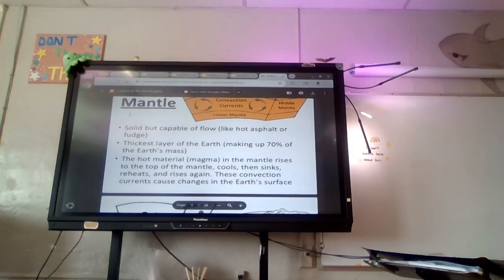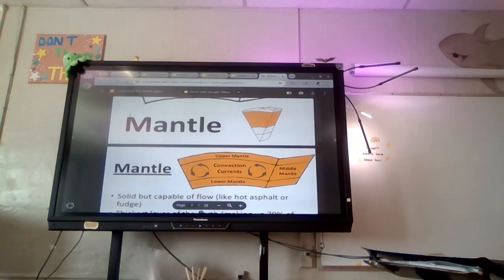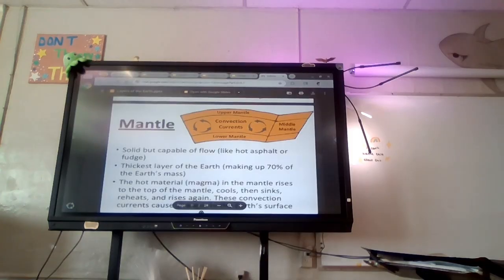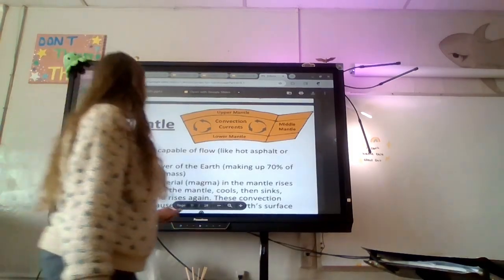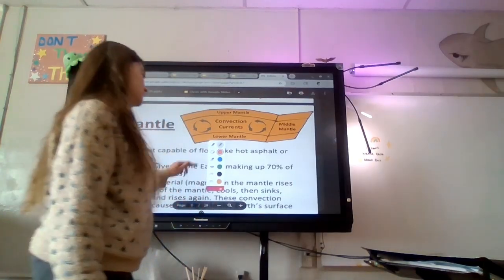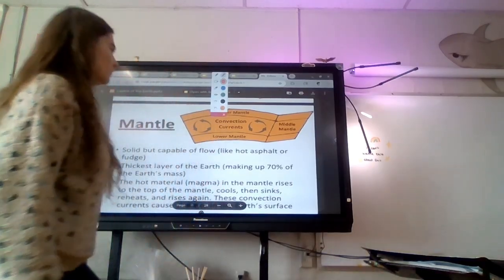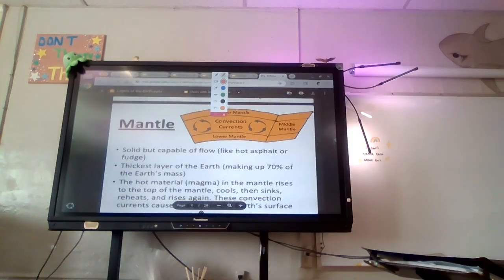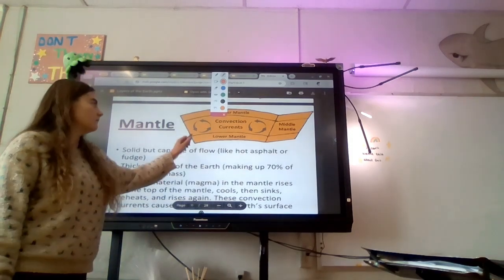And then the mantle is solid, but it's capable of flow. The metaphor that they use for this is fudge or hot asphalt. And why do you think they use that metaphor? What happens when you heat fudge up? It's not completely solid, but it's not liquid either. And when it's liquid, it flows a little bit. It doesn't flow really well, but it does flow a little bit. And that is what is important for convection currents.